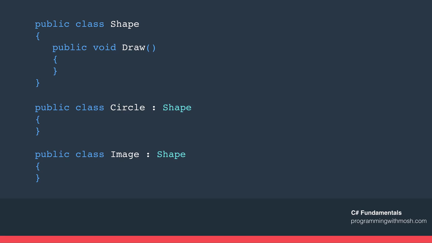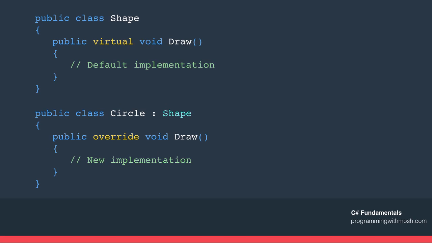Now, when we derive a class like circle or image from the shape, the algorithm we use for drawing a circle or an image is different. So that's where we need to change that implementation of the draw method that we inherited from the parent shape class. Doing this in C# is very simple. And that's where we use the virtual and override keywords. So we can change this example to something like this.